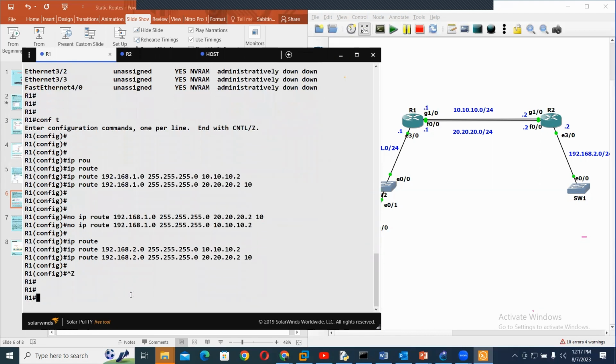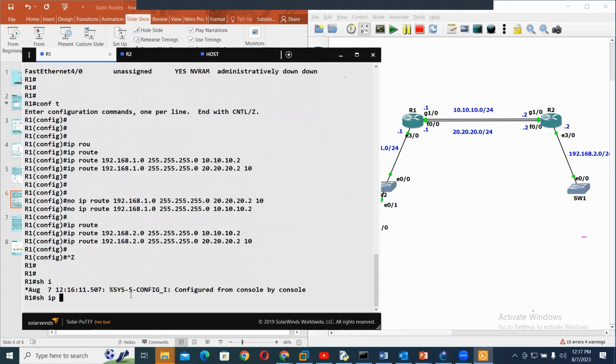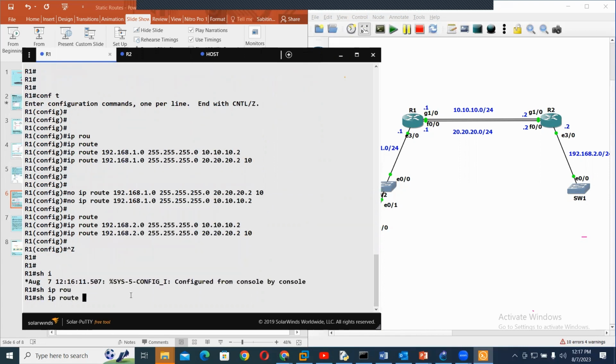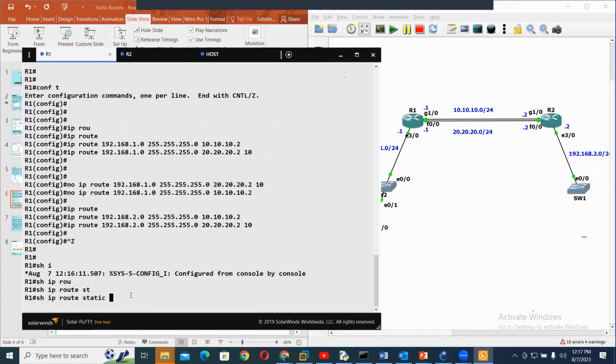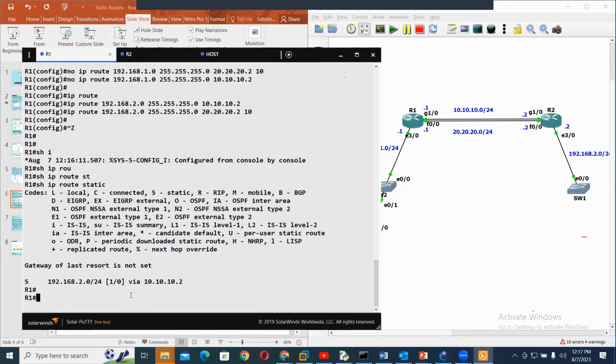Show IP route static. Yes. For the start, it has picked the trustworthy one among the two, because the secondary route has an AD of 10, so it could not be picked here.